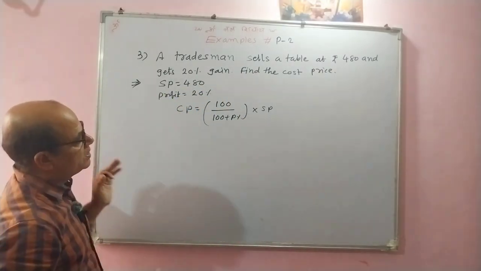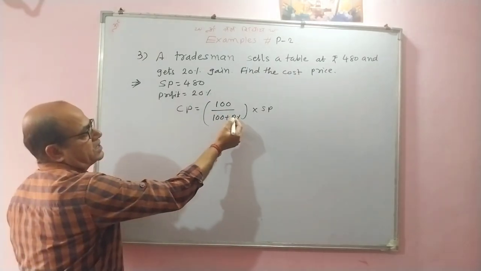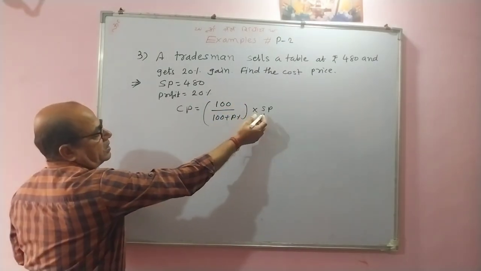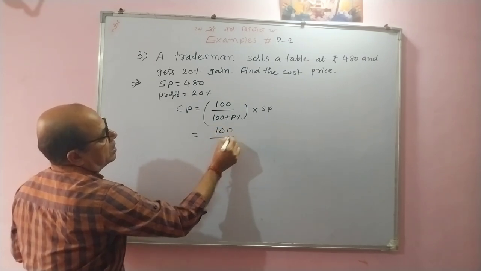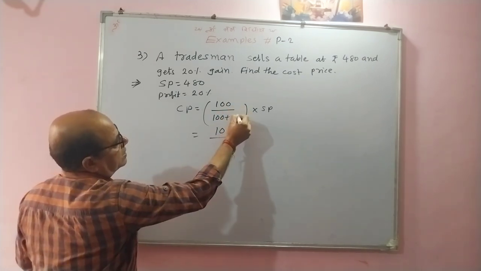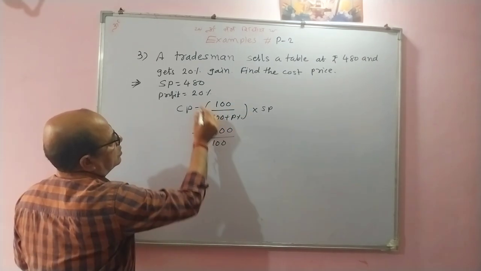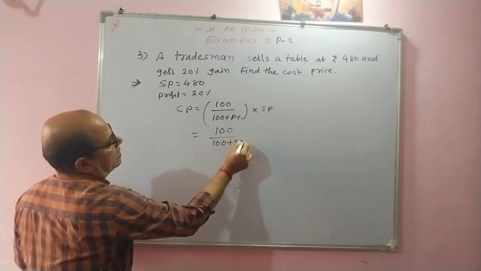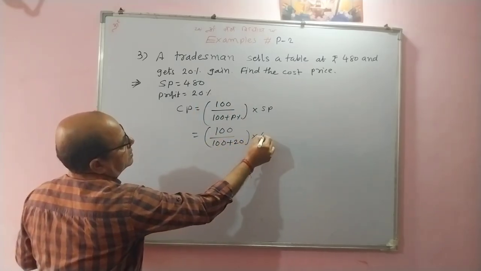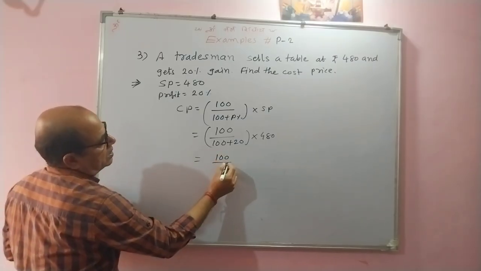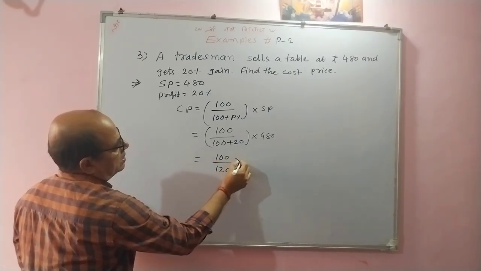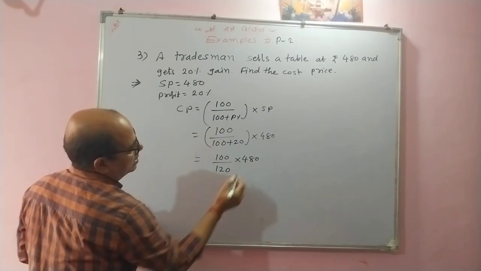Then you have to write CP. The formula is a little bit changed. It will come up and down, and here SP and CP swap, right? So CP is equal to 100 upon 100 plus profit percentage, that is 100 plus 20, into SP, which is 480. Now 100 upon 120 into 480.